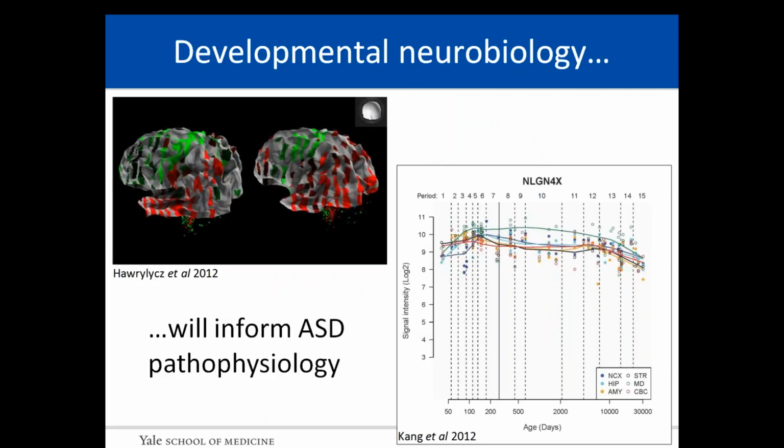So again, how do we make sense of this diverse list of candidate genes that we're drawing up now because of all these high throughput sequencing approaches? Well, I believe that developmental neurobiology is really going to help us in this way to try to inform autism pathophysiology. So I wanted to highlight 2 studies that were done.